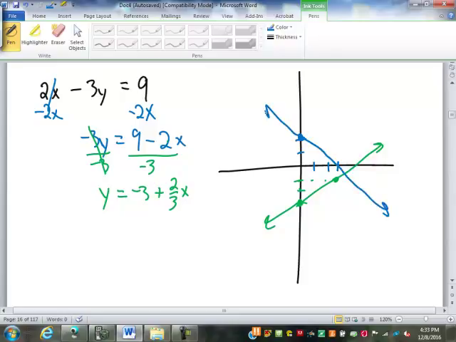So what is the slope of this line? Well, it goes from here to here. It goes down how far? 2. How far does it run? 3. So it has to have a slope of down 2 over 3, negative 2/3.